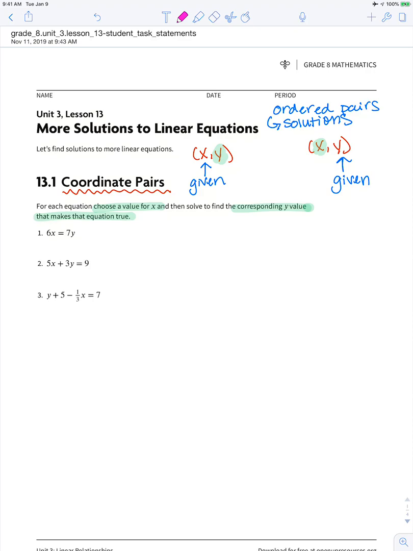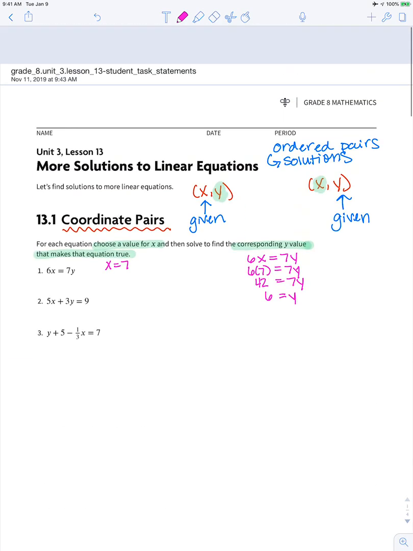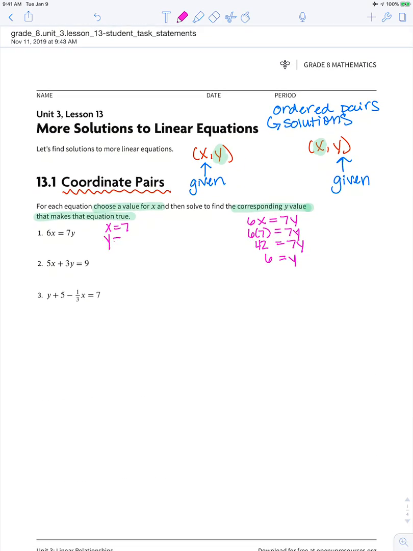First one, I chose to let X be equal to 7. That was just a value I picked. So when X is 7, I'm going to substitute that in for X, and I know I have to find Y. 6 times 7 is 42. Then it has to be equal to 7Y, and the only value that would work for this is when Y is 6. Kind of ironic since those were values that were part of my equation. Whoopsies. So Y would be the value that goes along with X equaling 7.